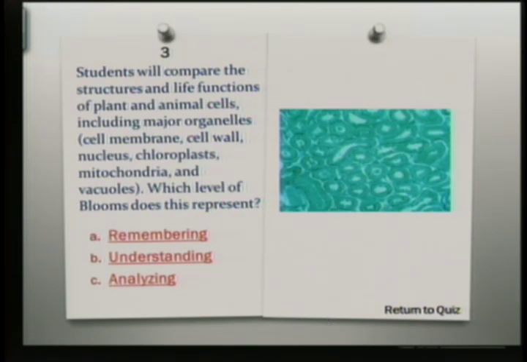Students will compare the structures and life functions of plant and animal cells, including major organelles, cell membrane, cell wall, nucleus, chloroplast, mitochondria, and vacuoles. Which of the blooms does this represent? Is it A, remembering, or B, understanding, or C, analyzing?